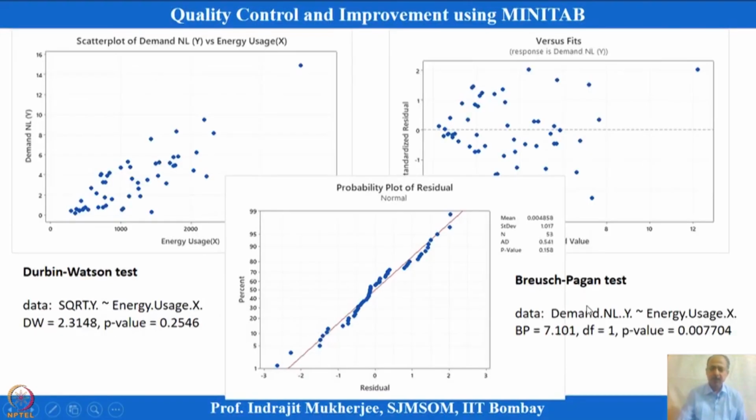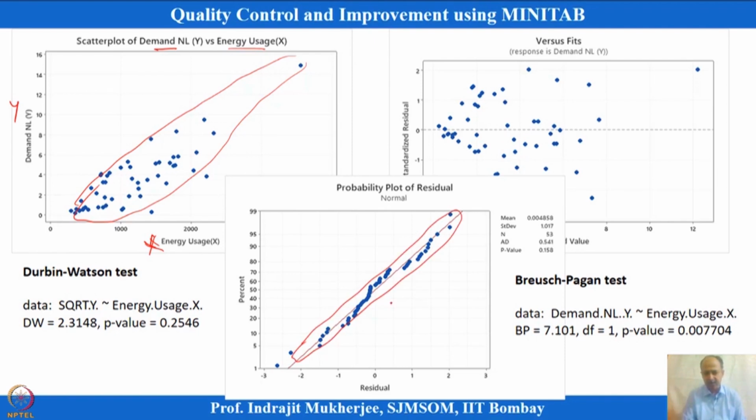Okay. So, this is one of the examples that we are taking over here, where we have two variables, demand and energy usage, one is y and one is x, and this is the scatter plot that you see over here. This scatter plot says that there is a linear relationship between x and y. And what we are seeing is that the normal probability plot also says that there may not be any problem, and the Anderson-Darling test also says there is no problem.